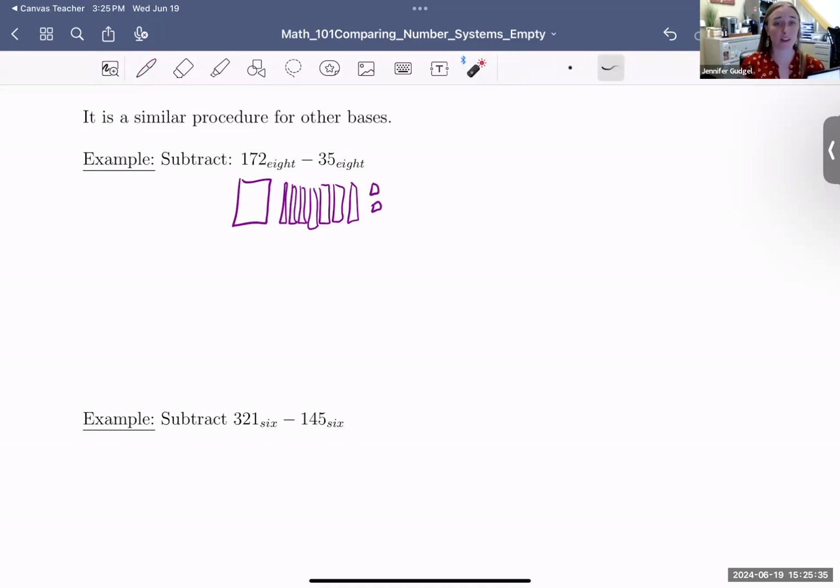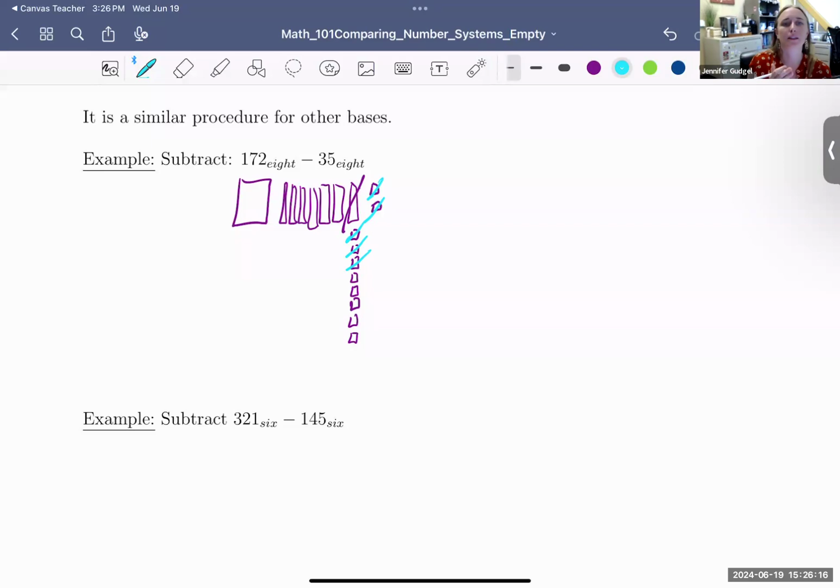Well, I start with units and there's already not enough. So I'm going to take one of these rods and it turns into 1, 2, 3, 4, 5, 6, 7, 8 units. Why does it turn into 8 units? Because we are in base 8. One rod is worth 8 units. So now I have 10 total units. I have the 8 that I borrowed or regrouped, and I had the 2 that I had originally started with. So now I have at least 5 to take away. 1, 2, 3, 4, 5.